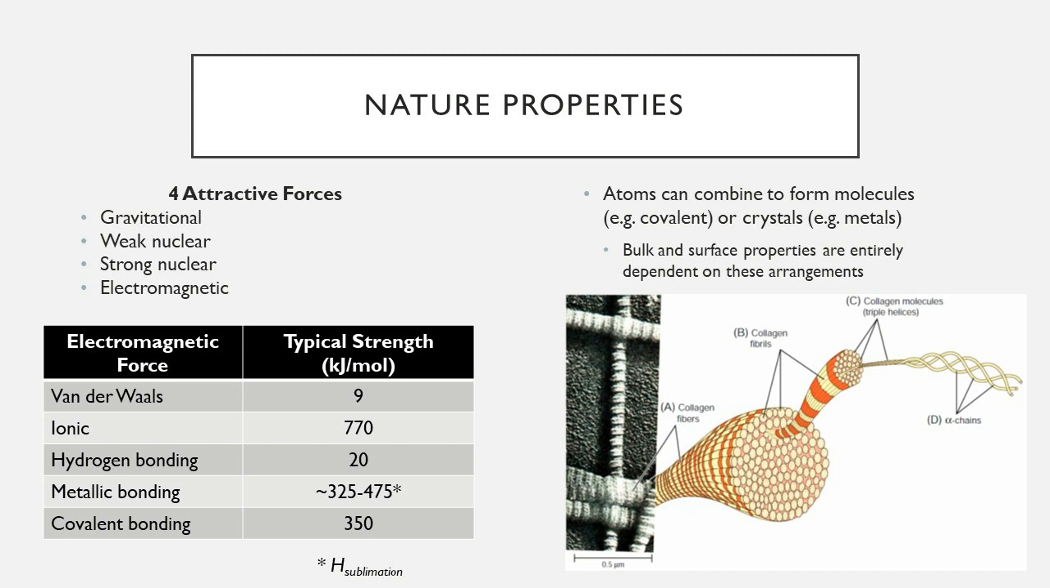Both weak and strong nuclear forces are incredibly powerful, but only on the subatomic level, something on the range of 10 to the negative 4 nanometers. So that doesn't explain how atoms or molecules are held together. For that, we need to look at electromagnetic forces, which manifest themselves in a number of different ways.